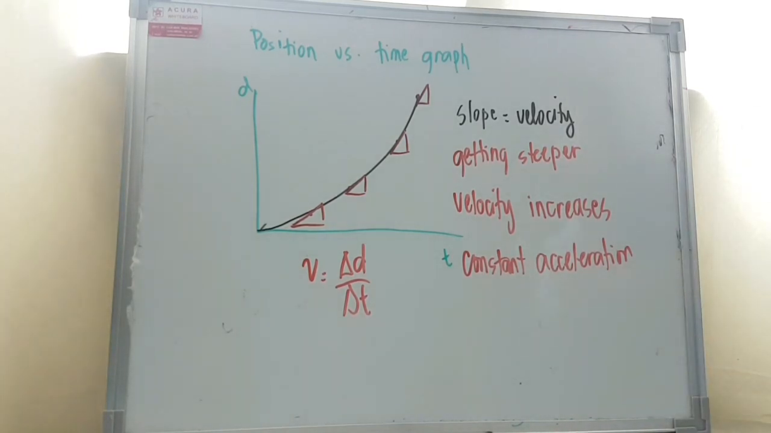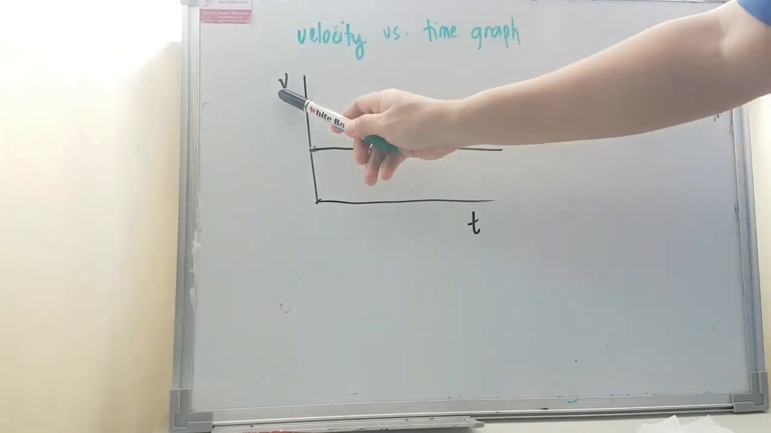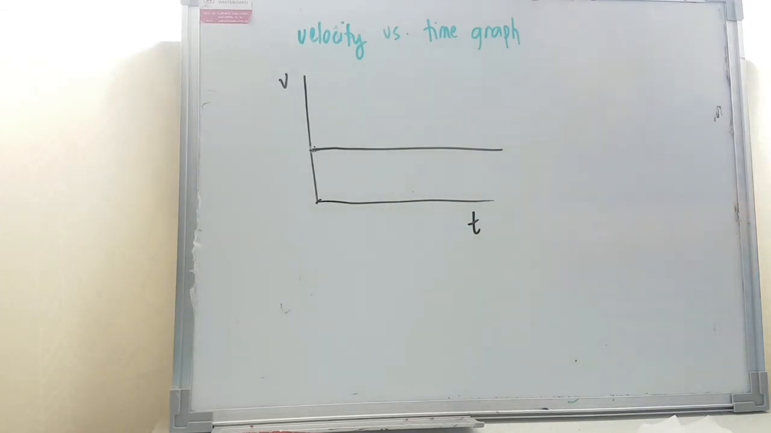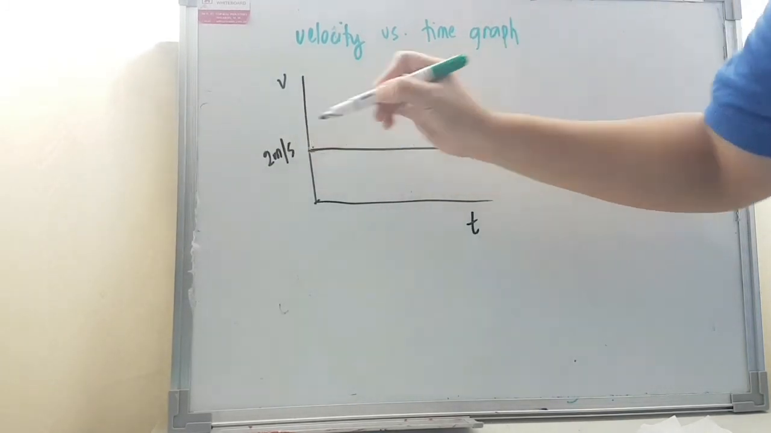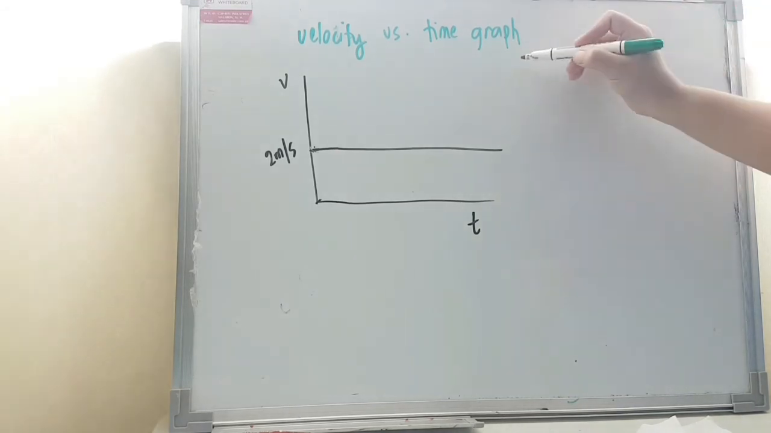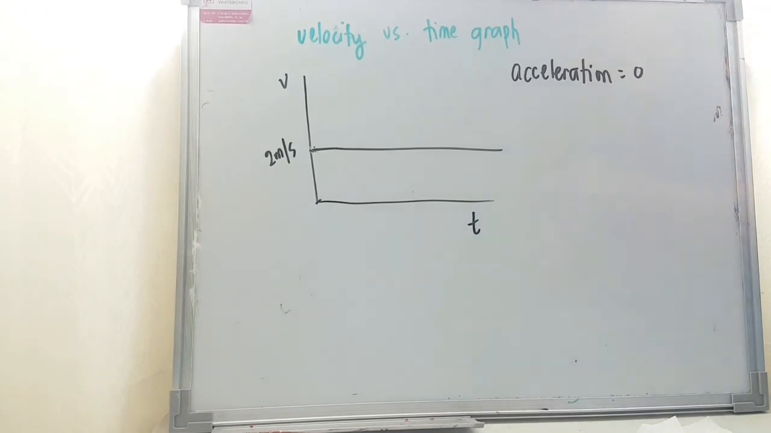Now let's take a look at the velocity versus time graph. The first graph that we had is this one, wherein here at the y-axis we have the velocity, and at the x-axis we have the time. Now let's say I have assigned a velocity of 2 meters per second. So it was 2 meters per second, and it was not changing. So it's not changing its velocity. Is it accelerating? So there's no acceleration for this one. Acceleration is equal to 0.